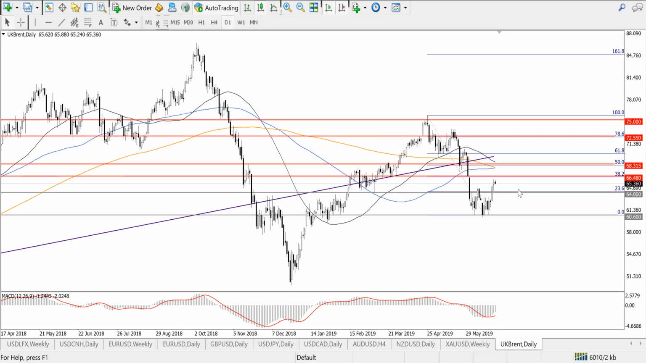Finally, oil is on the upside because of the geopolitical tensions. Watch resistance around the 66.50 mark. A break above this level will bring the price to the next level around 68.30 and probably even 69. Support is located at 64.